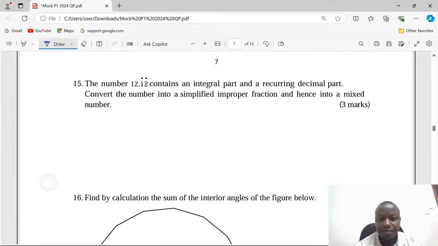Number 15 is a simple question. We are told that the number 12.12 recurring contains an integral part and a recurring decimal part. Convert the number into a simplified improper fraction and then into a mixed number. This is a concept in Form 1 whereby we change recurring decimals into fractions.